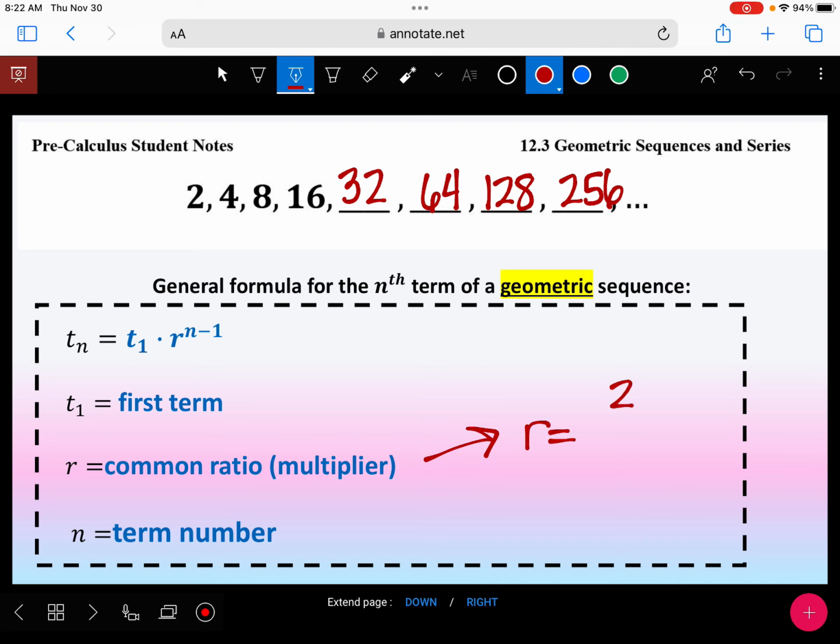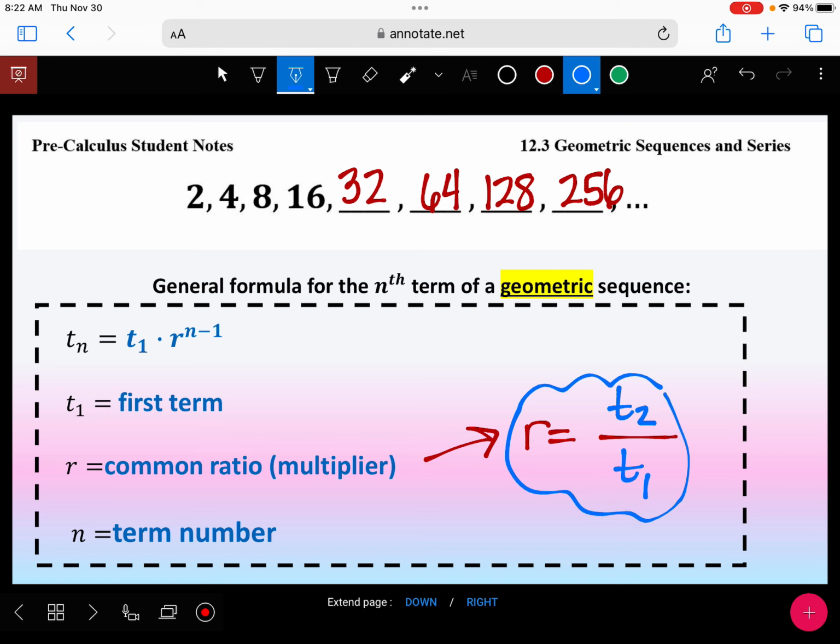And I want you to add this. I'm actually going to write it a different way to your section, because I feel like with the geometric, sometimes it's harder to figure out what we are multiplying by. So one way is to take T2 and divide that by T1. If we're multiplying by a fraction or a decimal, it can be a little challenging to figure out what that is. So go ahead and add that formula too.